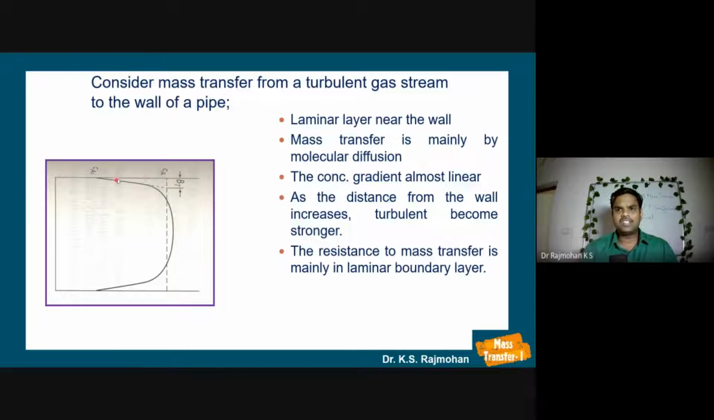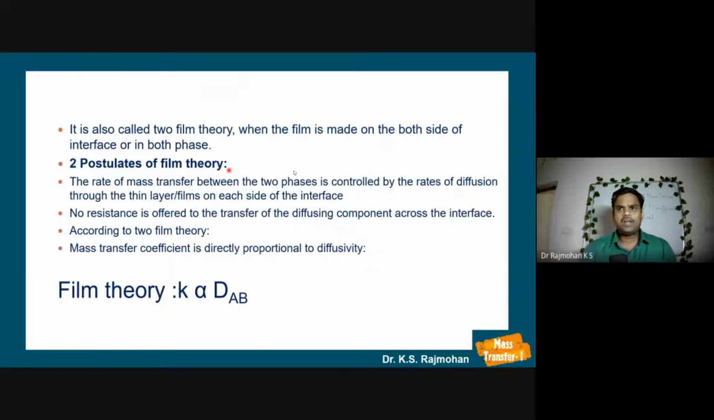This mass transfer is mainly by molecular diffusion in the small thickness, and the concentration gradient is assumed to be linear. As the distance from the wall increases, the effect of turbulence is more, so we have uniform concentration in that region. The resistance to mass transfer occurs only within the thin layer, what we consider to be the laminar boundary layer. This theory is called two-film theory, as there is a thin film at either side of the interface.